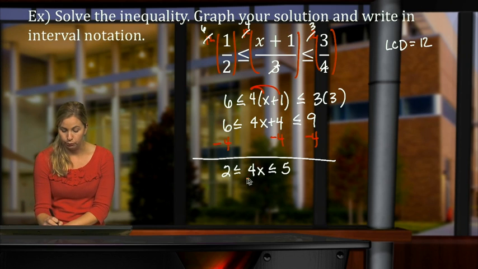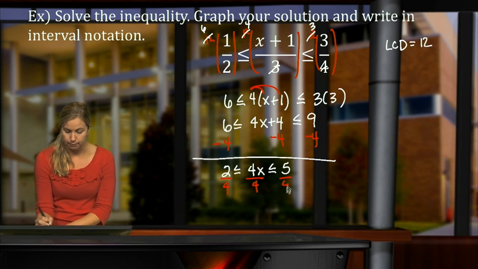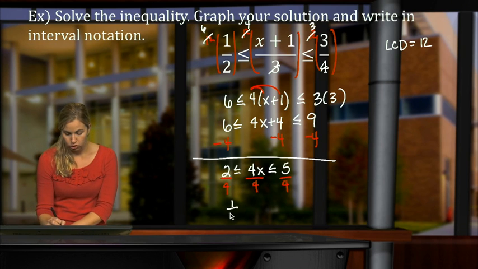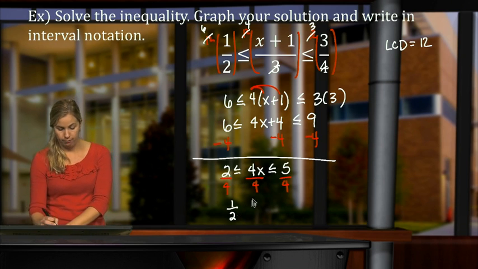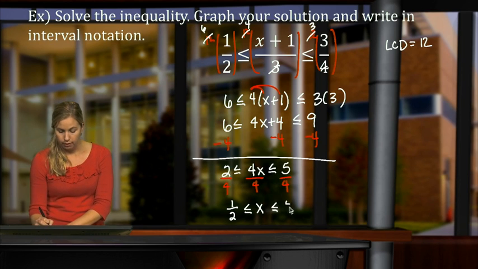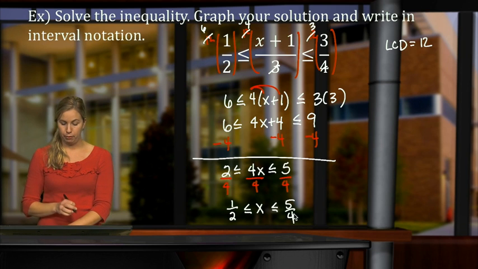And now same thing here, when we divide the middle piece by 4, we're going to divide every piece by 4. 2 over 4 simplifies to 1/2, is less than or equal to x, is less than or equal to 5 over 4, which does not simplify.